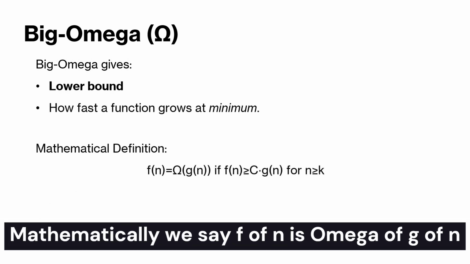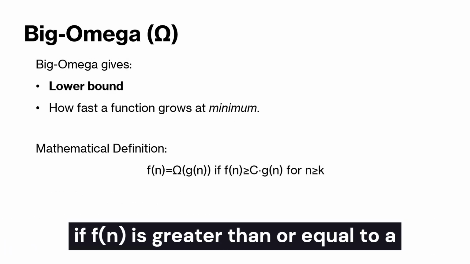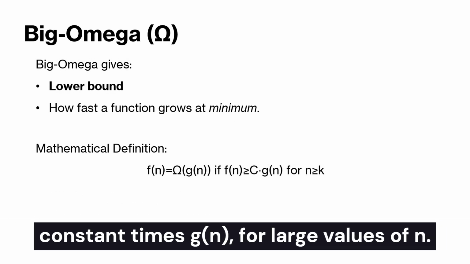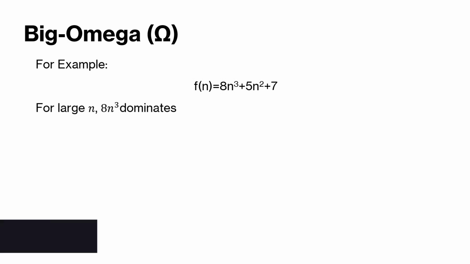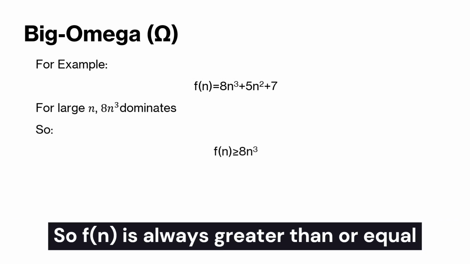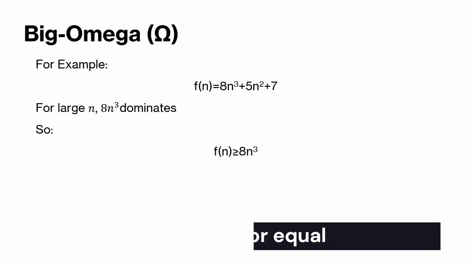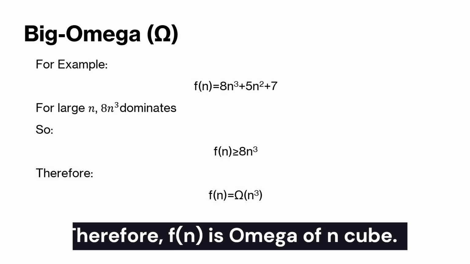Mathematically we say f of n is omega of g of n, if f of n is greater than or equal to a constant times g of n, for large values of n. Consider the function 8n cubed plus 5n squared plus 7. For large n, 8n cubed dominates the function. So f of n is always greater than or equal to 8n cubed. Therefore f of n is omega of n cubed.